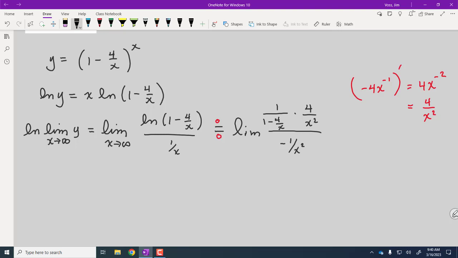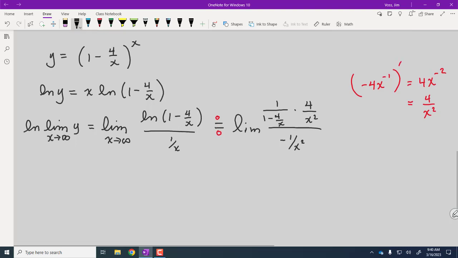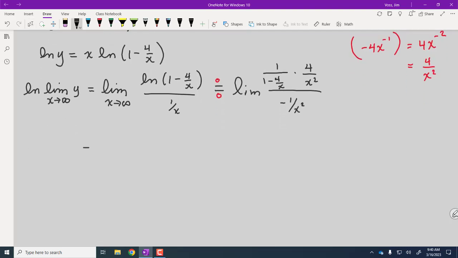Now we have to simplify using algebra. So let's do this. Let's write it like this. I'm going to think of it as this factor times that factor, and then this factor is going to get flipped upside down. Dividing by a fraction means multiplying by the reciprocal.